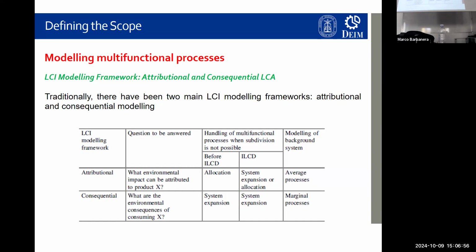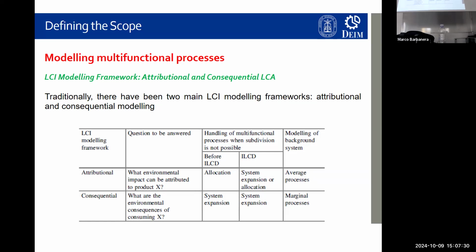On the other hand, when we want to carry out a consequential LCIA study, in this case, we want to answer a different question. In particular, what are the environmental consequences of consuming the product to be analyzed? Okay. This is the main difference between attributional and consequential LCIA study.